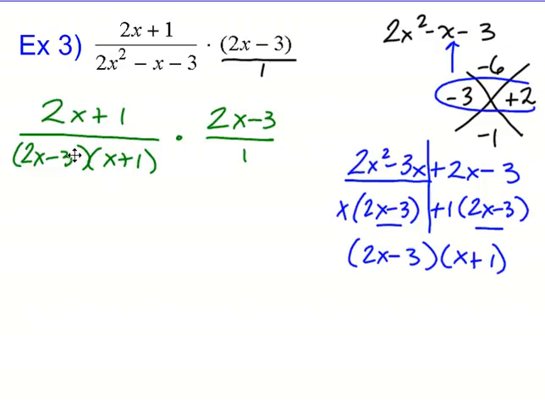We're going to cancel where we can. Here we have a binomial of 2x minus 3 and another binomial of 2x minus 3. When we simplify, we end up with (2x plus 1) divided by (x plus 1). Recognize these are not identical binomials. Since they are not, this is as simple as it gets.